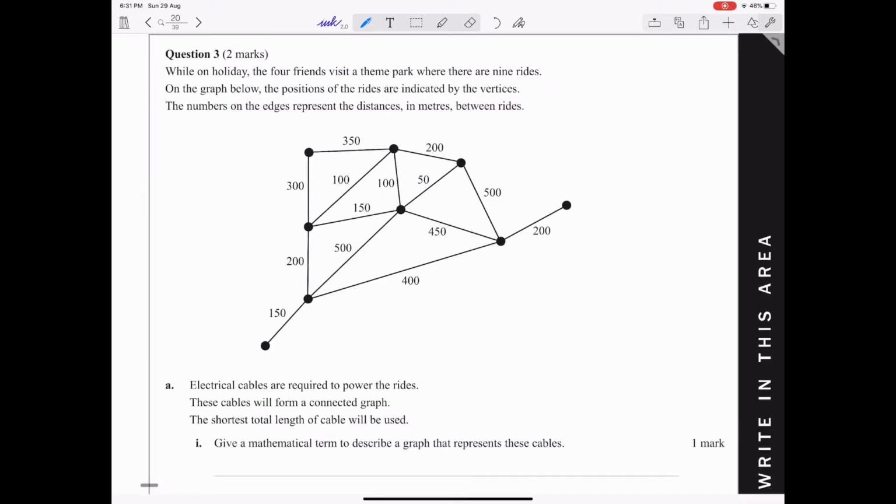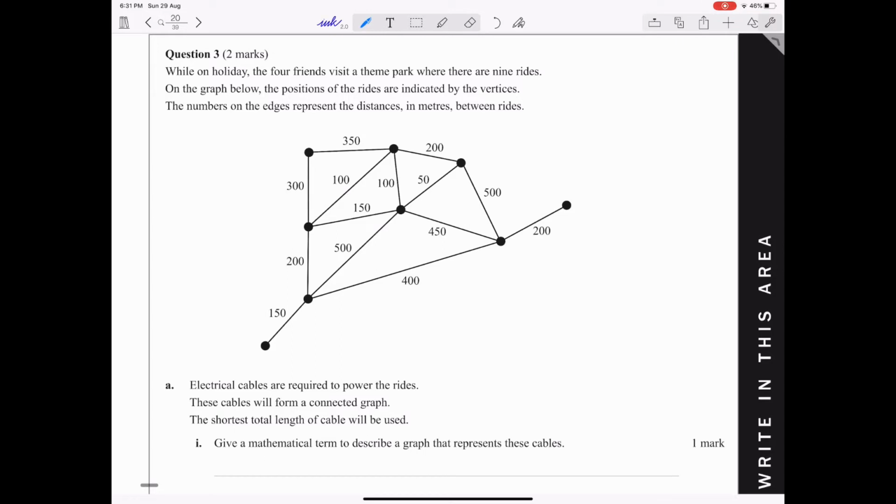Question 3. While on holiday, the 4 friends visit a theme park where there are 9 rides. On the graph below, the positions of the rides are indicated by the vertices. The numbers on the edges represent the distance in meters between the rides. Electric cables are required to power the rides. These cables will form a connected graph. The shortest total length of the cable will be used. Give a mathematical term to describe the graph that represents these cables.